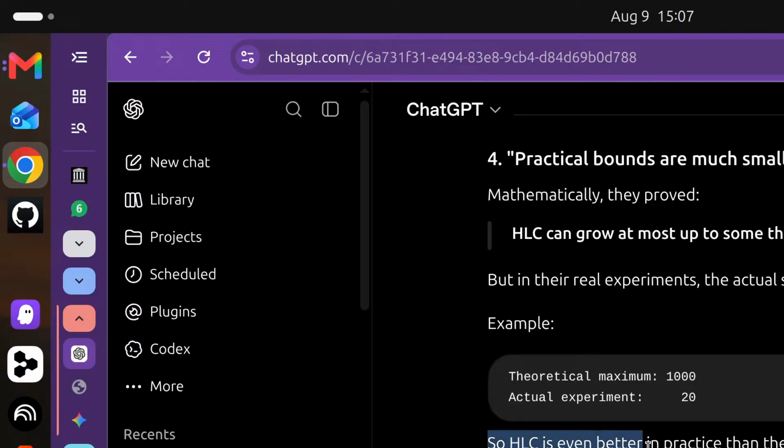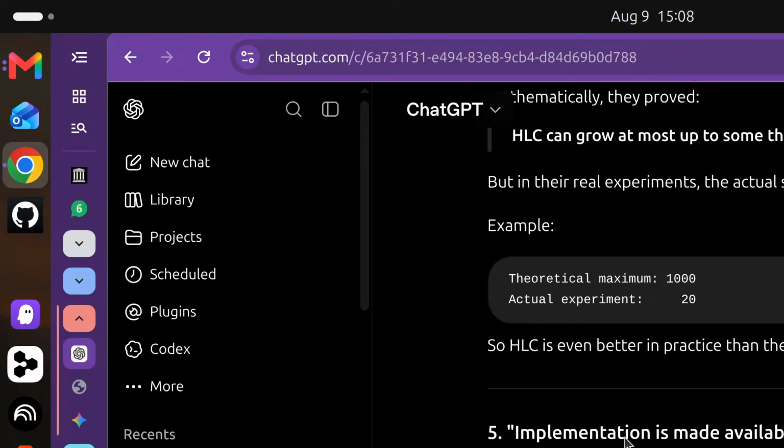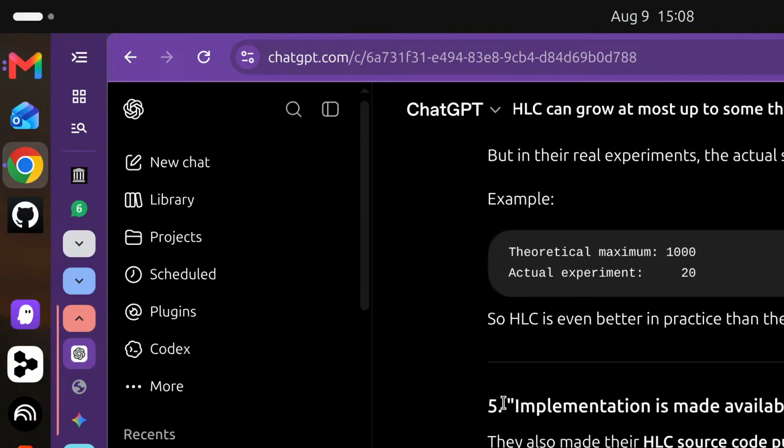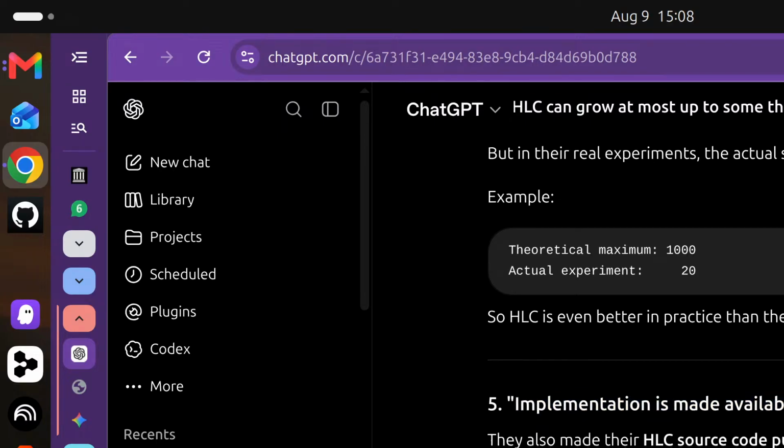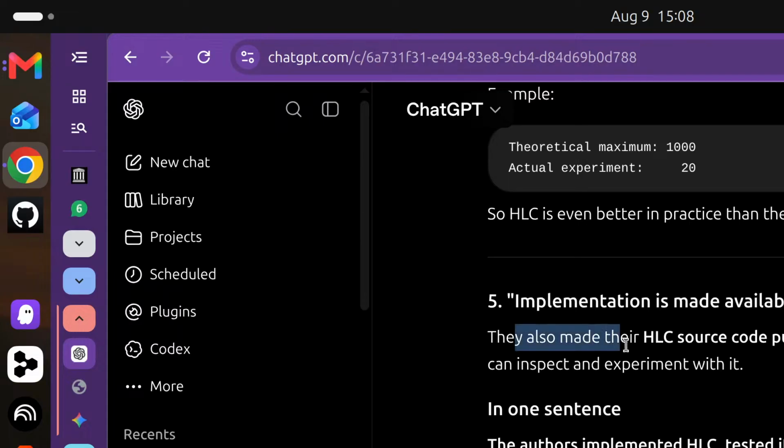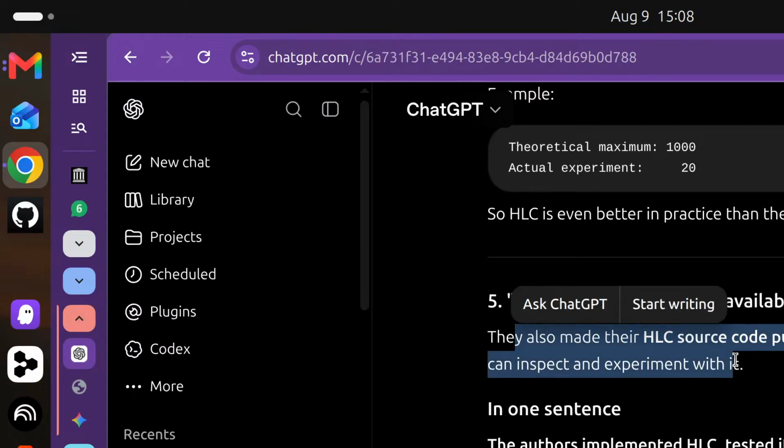So HLC is even better in practice than the mathematical worst case analysis suggests. Implementation is made available. Okay, so we look at our sources as expected.